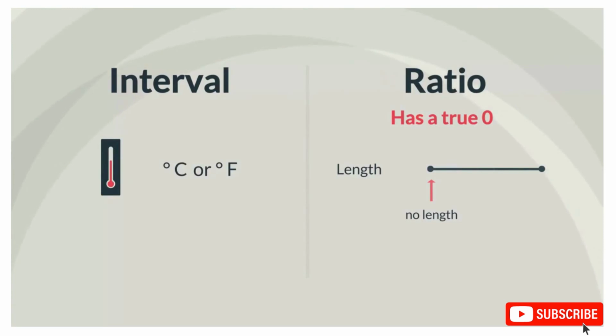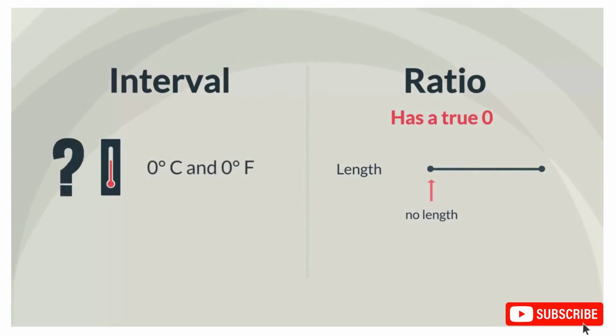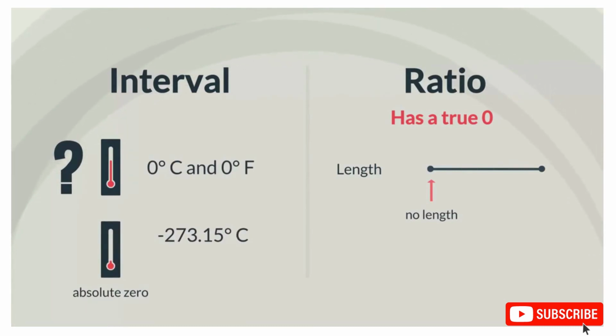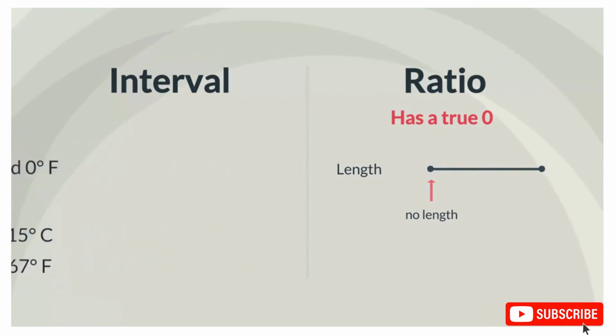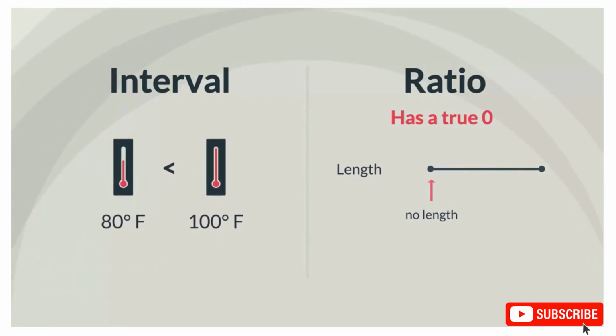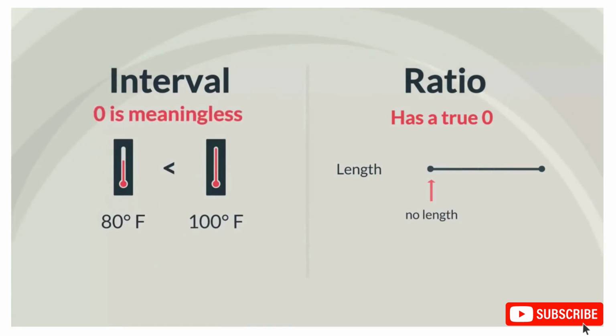0 degrees Celsius or 0 degrees Fahrenheit don't mean anything, as the absolute zero temperature is actually negative 273.15 degrees Celsius or negative 459.67 degrees Fahrenheit. However, we can easily say that 80 degrees Fahrenheit is less than 100 degrees Fahrenheit. In the case of interval variables, the difference is meaningful, but the zero is not.